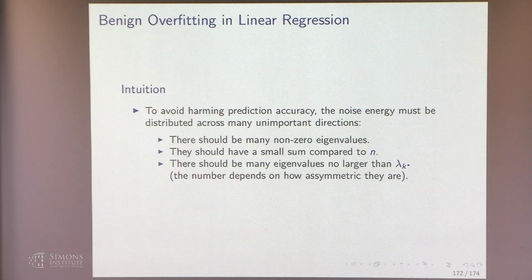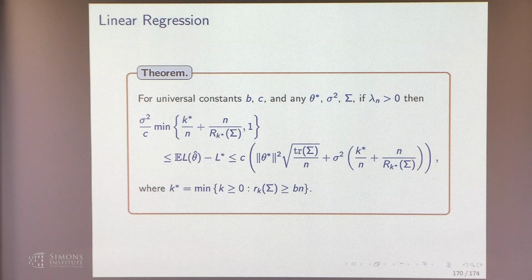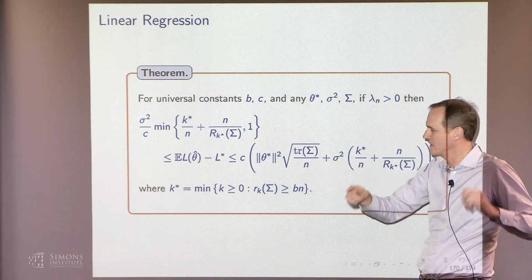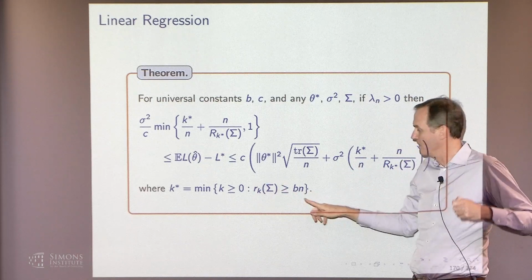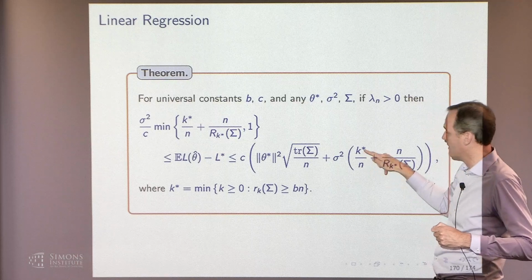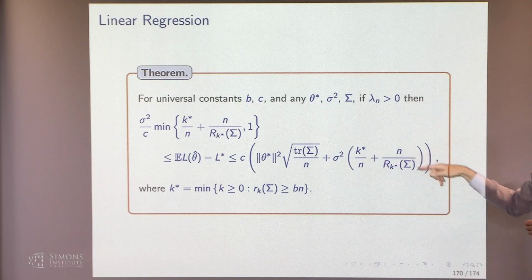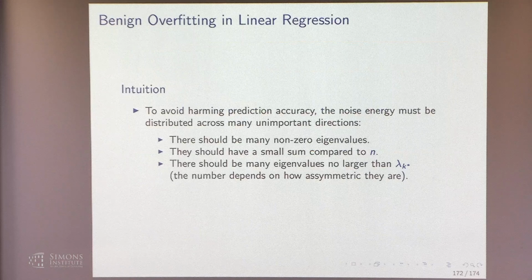Okay, so if we go back and look at the theorem very quickly, you need to go through k dimensions to get the effective rank big compared to n. K better not be too big compared to n. And then you want this other effective rank big compared to n. And if you think about that k star, you can draw a bunch of conclusions.